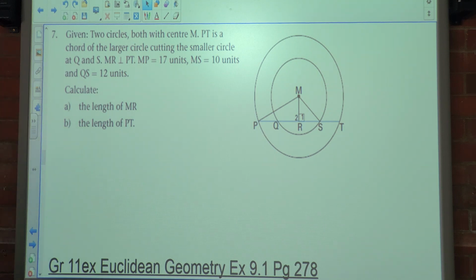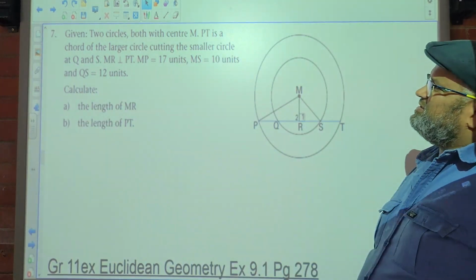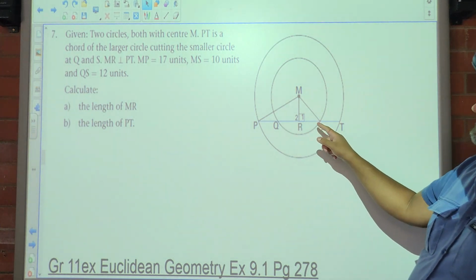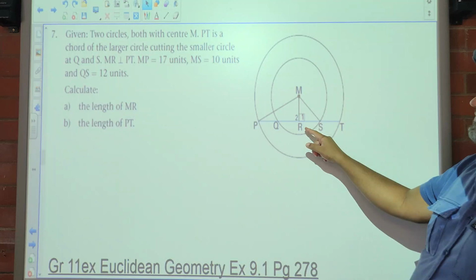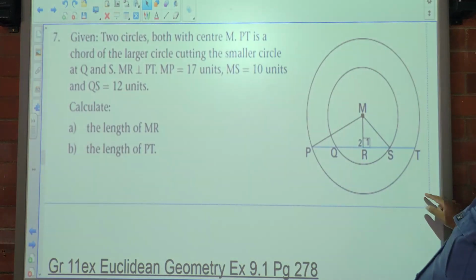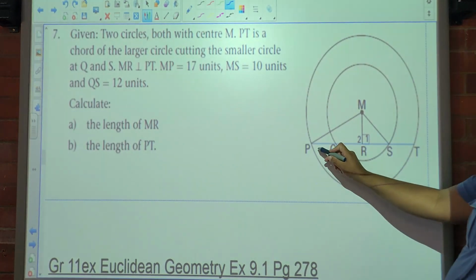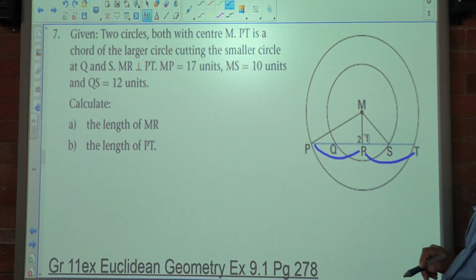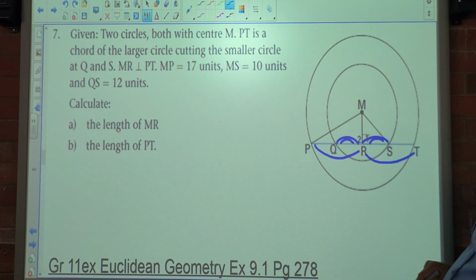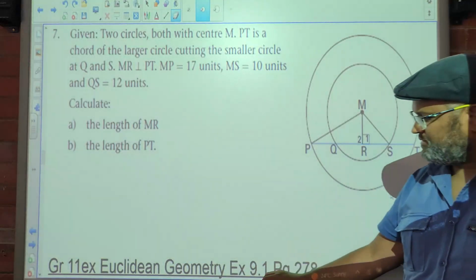Two circles, both are centered at M. PT is the chord of the larger circle, cutting the smaller circle at Q and S. Then we are told that MR is perpendicular to PT. People, if that is perpendicular, what do we know? We know that PR is equal to RT, and also QR is equal to RS. In both cases, perpendicular from center to chord bisects the chord.